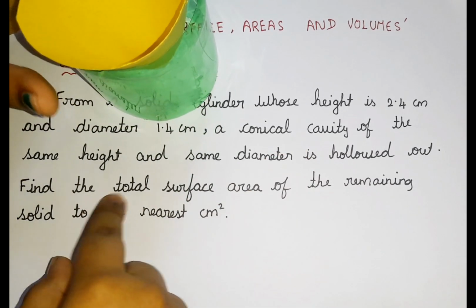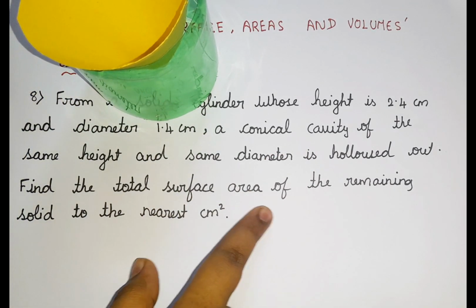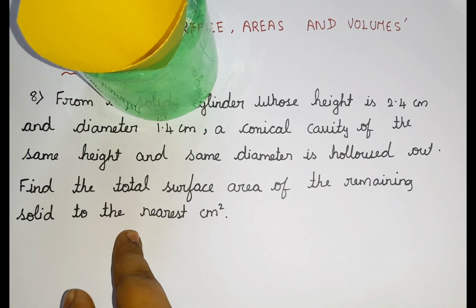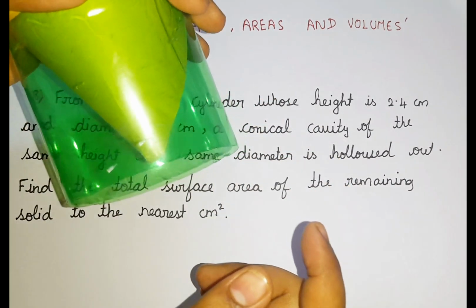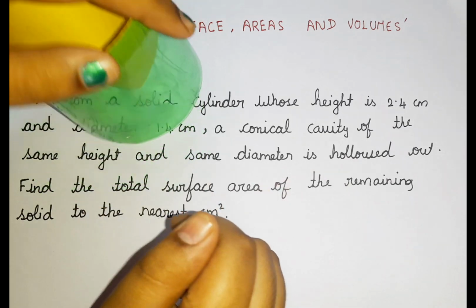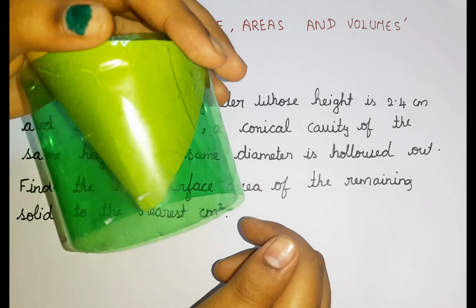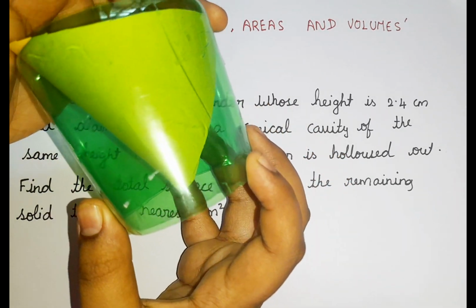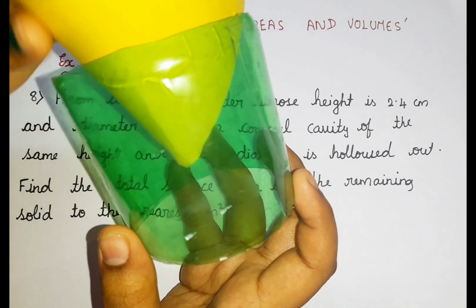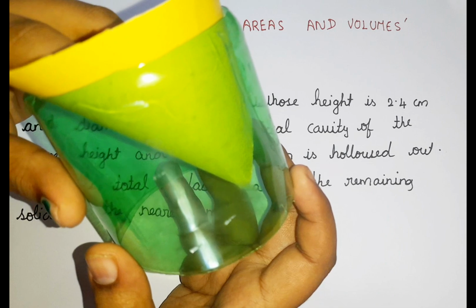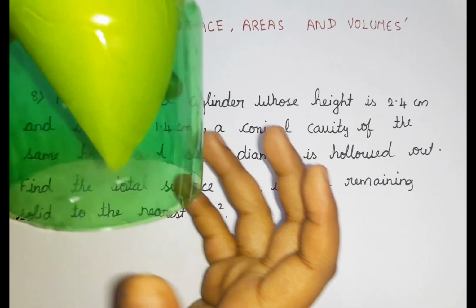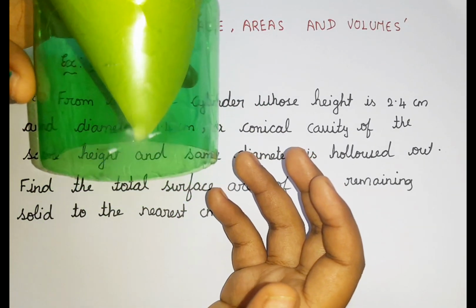Now we are supposed to find the total surface area of the remaining solid. So we are supposed to find the total surface area of this particular figure. Since we know the shapes now, we are supposed to find whether we should use total surface area or curved surface area. What do you guys think?